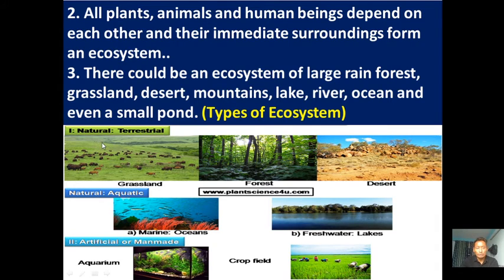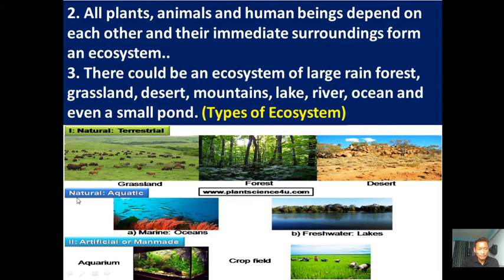Generally, we have types of ecosystem such as the natural ecosystem, the terrestrial ecosystem, the grassland ecosystem, the forest ecosystem, and the desert ecosystem.